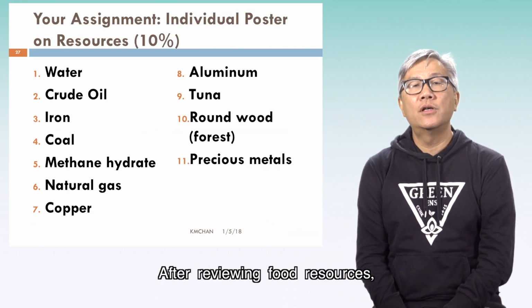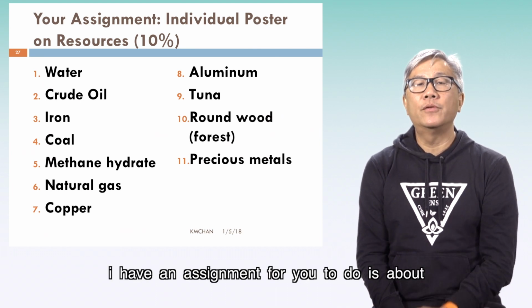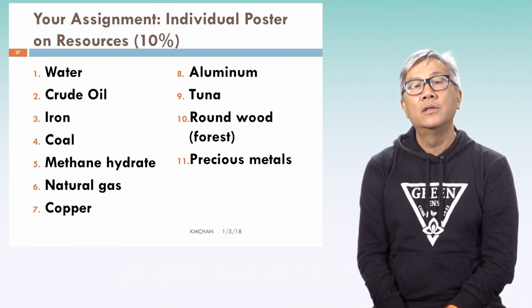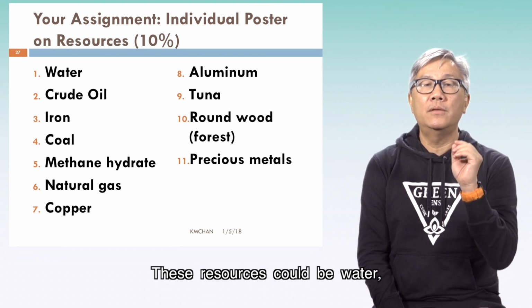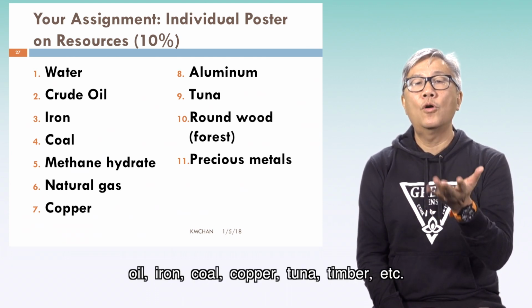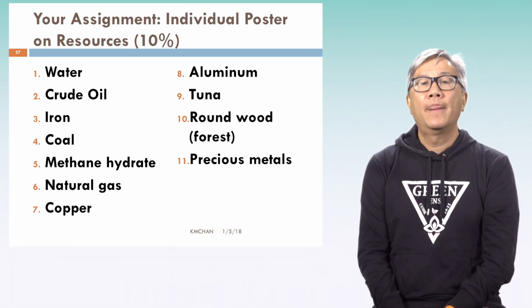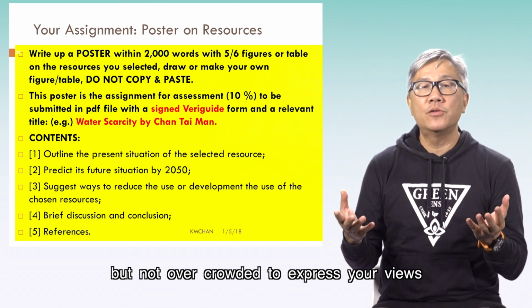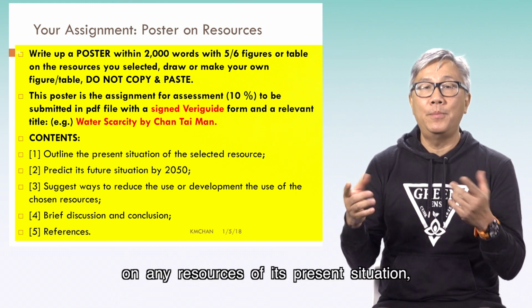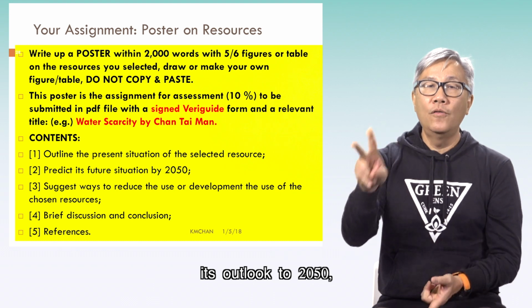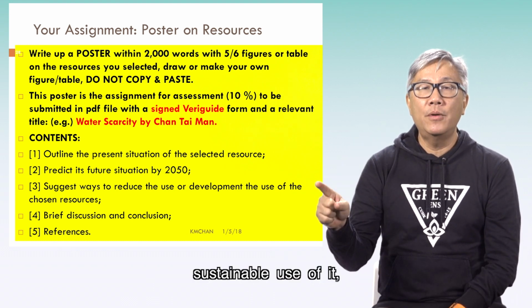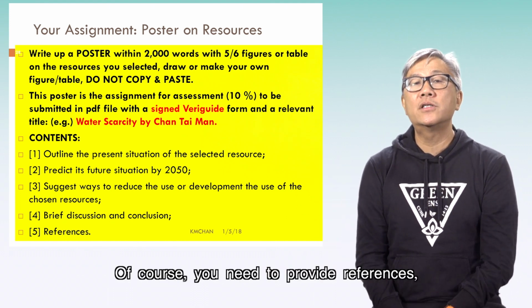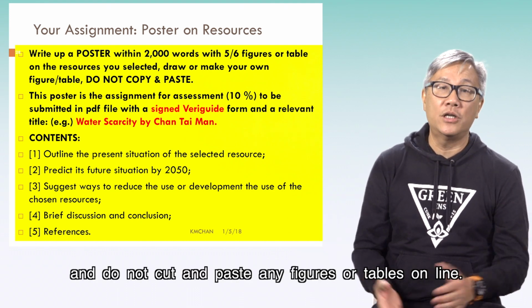After reviewing food resources, for students in my class, I have an assignment for you to do. It's about any resources that you may like to cover and present it in a poster. These resources could be water, oil, iron, coal, copper, tuna, timber, etc. A poster should have sufficient information but not overcrowded to express your views on any resources of its present situation, its outlook to 2050, sustainable use of it, and finally, a brief discussion and conclusion. Of course, you need to provide references and do not cut and paste any figures or tables online.